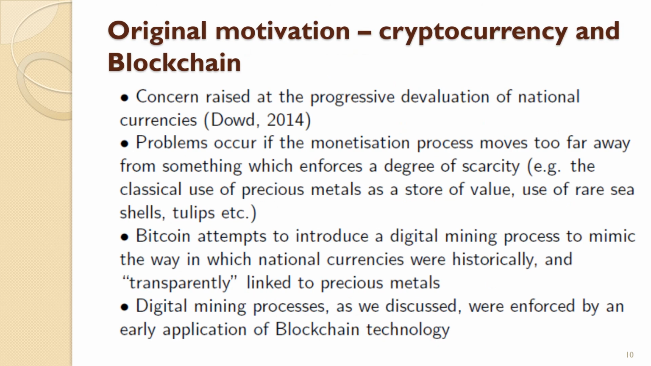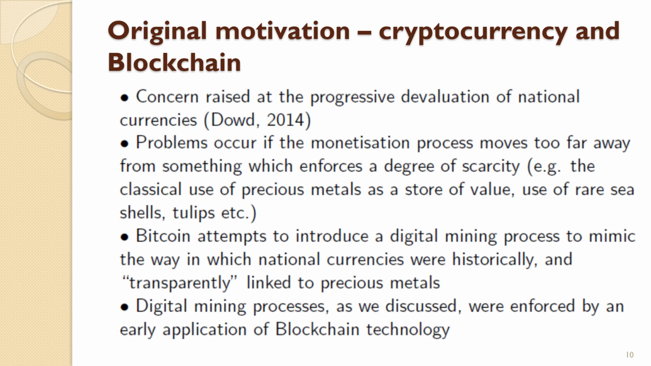So the original motivation behind cryptocurrency blockchain was that there was concern raised at the progressive devaluation of national currencies. So this is potentially an issue if you've got an authority with disproportionate influence like the Bank of England or the Federal Reserve. Another aspect of this is problems occur if the monetization process moves too far away from something which enforces a degree of scarcity. So the classical example would be the use of precious metals as a store of value, as was the case with historic currencies, use of rare seashells, jewelry, etc.